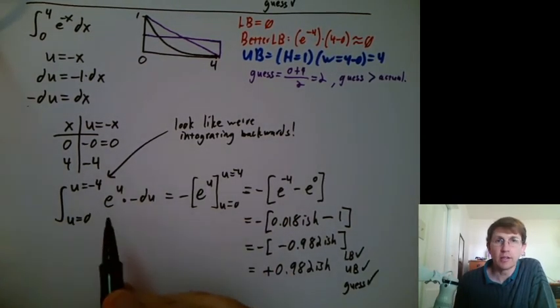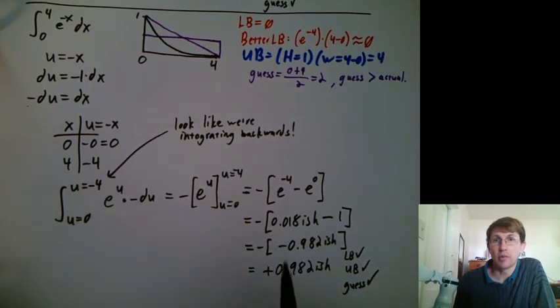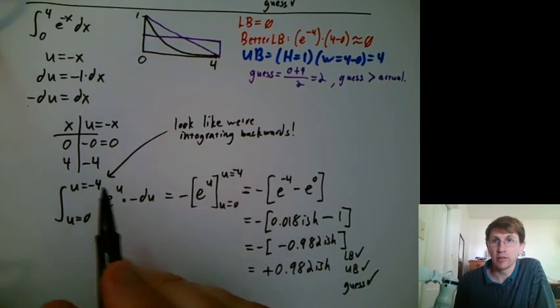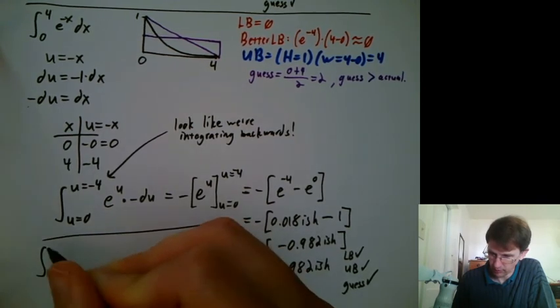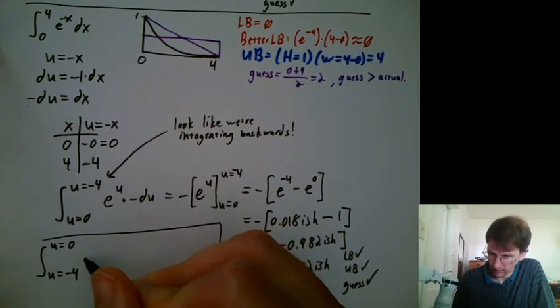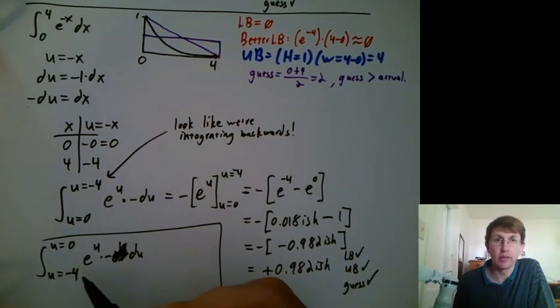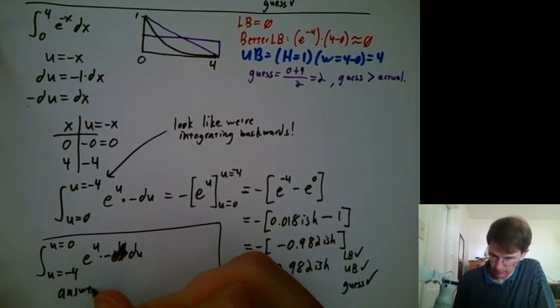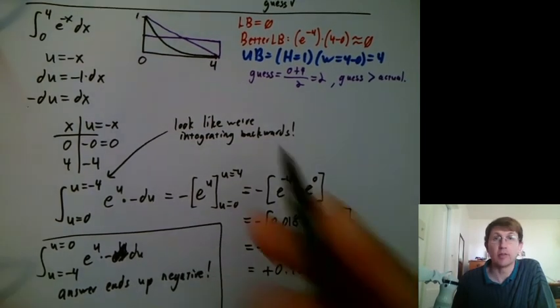So here, I just stuck with the system, and I didn't flip the integral so it looked like we weren't integrating backwards, and I ended up with a positive, which is what I needed. What if I had flipped the integral so it looked like we were not integrating backwards? So if we went integral from u equals negative 4 to u equals 0 of e to the u times negative du, let's try that again. There it looks like I'm not integrating backwards, which is true, but this negative here ends up giving me a negative answer. So the answer ends up negative when we knew that this answer should end up positive.